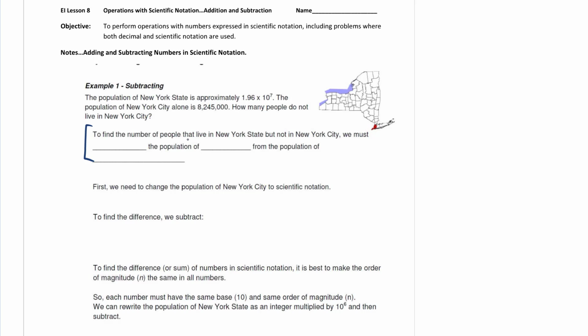All right, to find the number of people that live in New York State but not in New York City, we must subtract the population of New York City from the population of New York. First, we need to change the population of New York City to scientific notation. New York City is 8.245 times 10 to the, how many times have we moved the decimal? 1, 2, 3, 4, 5, 6. To find the difference, we subtract what?